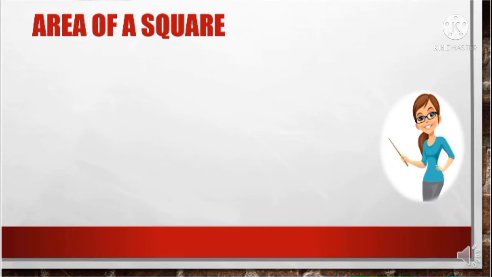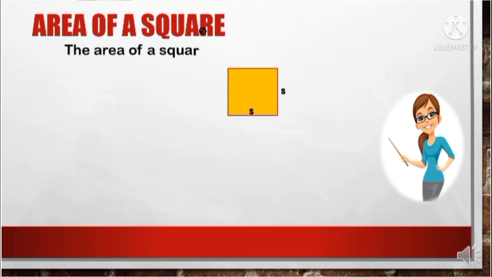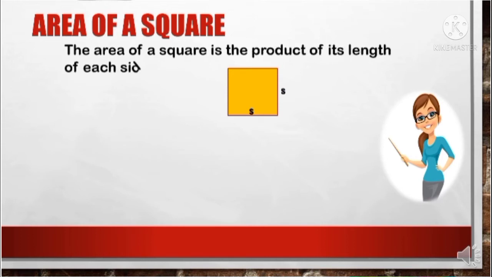Let us now proceed to the area of a square. To find the area of a square, you have to get the product of the length of each side with itself, or simply write it as a formula: A equals S times S, or you may write it as S squared, which means S multiplied by itself.